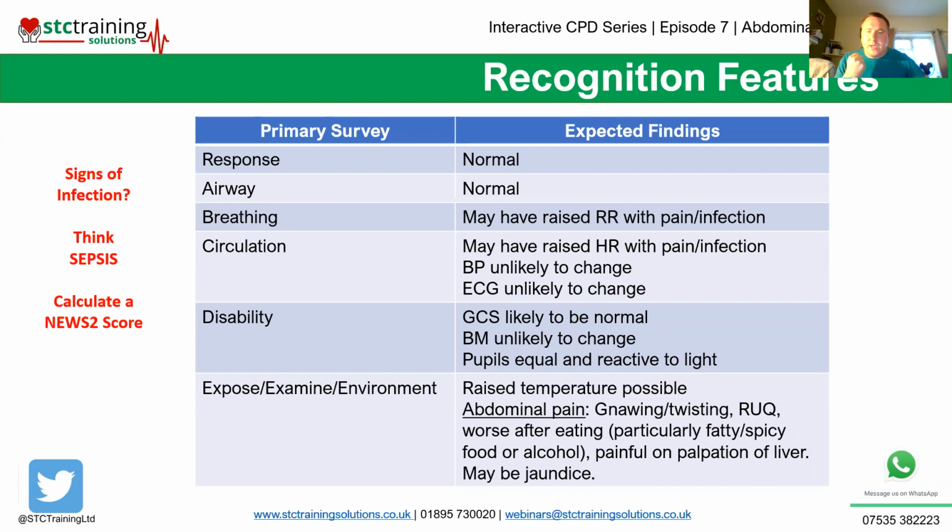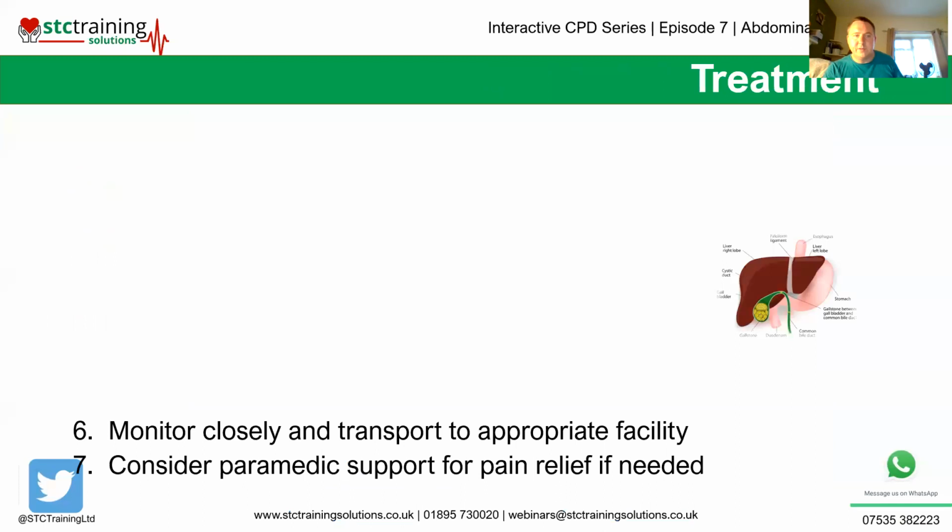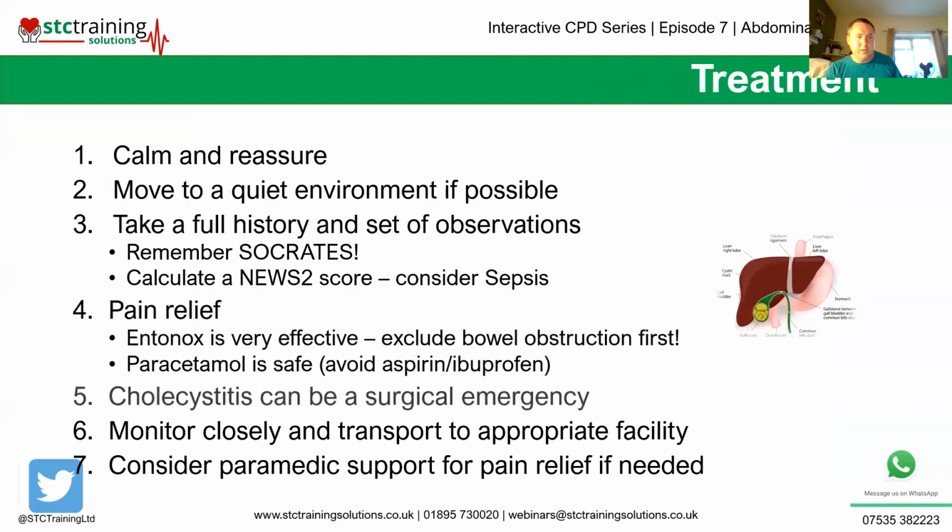So we've got that gnawing, twisting pain in the right upper quadrant, RUQ. Worse after eating, particularly fatty food, spicy food, and alcohol. It's painful on palpation. That's that Murphy's sign. If you wedge your fingers up there and get them to take a deep breath, and it's intensely painful, you've got Murphy's sign. And then maybe jaundice, as Dorothy said, which is not common, but it can happen if the liver starts to malfunction. So, what's going on with our numbers there?